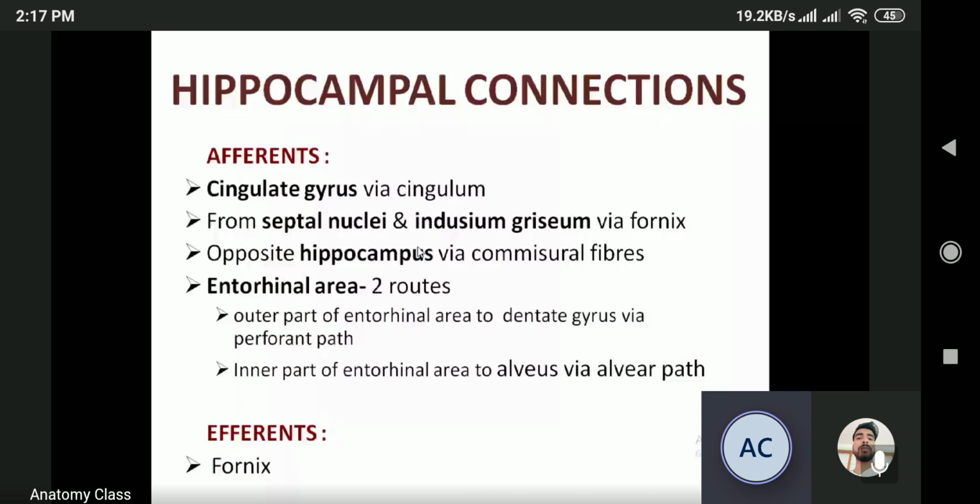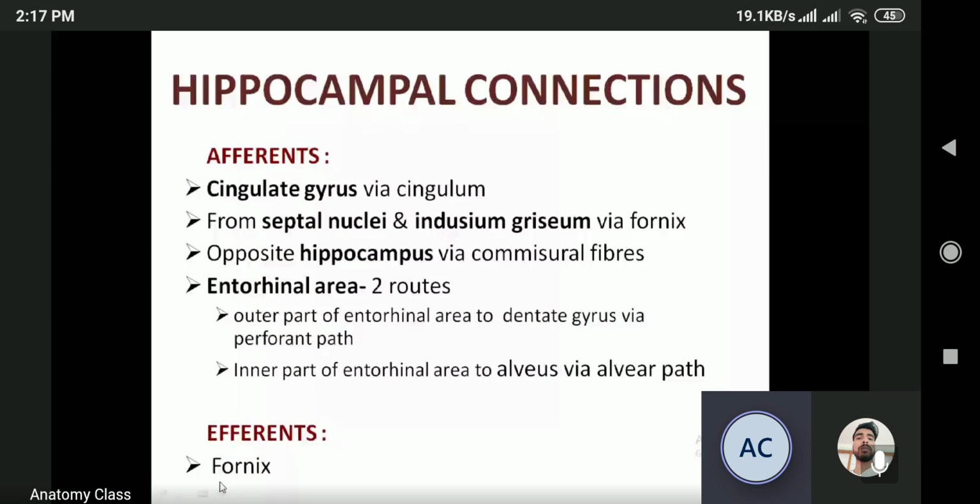The connection from the entorhinal area has got two routes. The outer part of entorhinal area is connected to dentate gyrus via the perforant path, directly through perforation, and the inner part of entorhinal area is connected to alveus via the alveolar path. So the entorhinal area is connected to hippocampal formation through two routes. While talking about the efferent of hippocampus, the sole efferent of hippocampus is through the fornix.